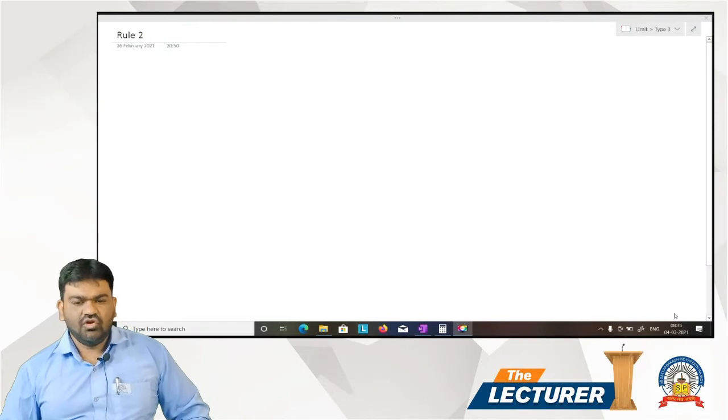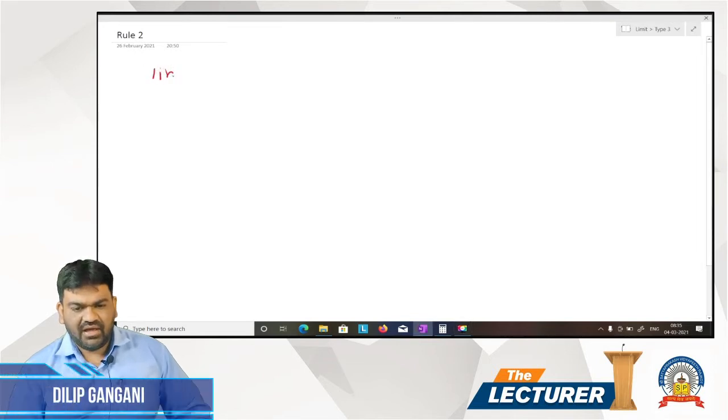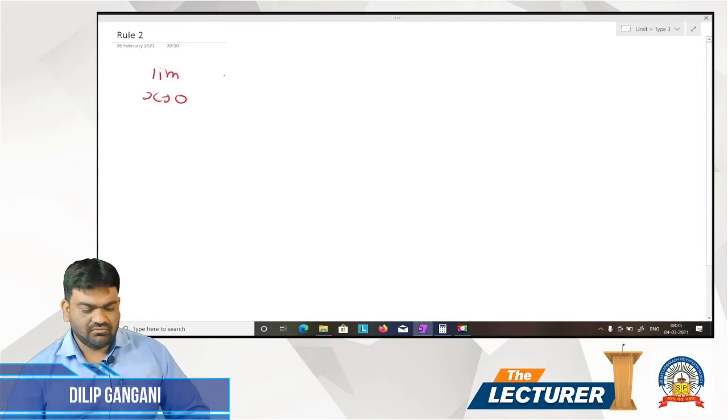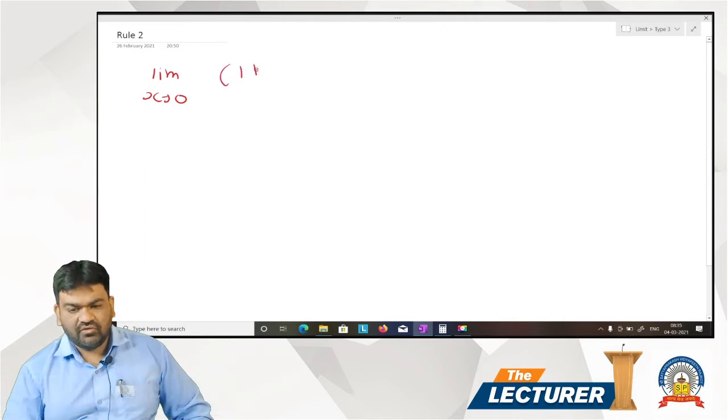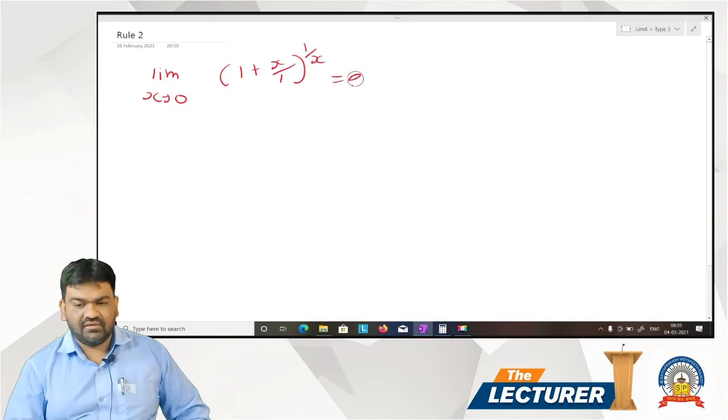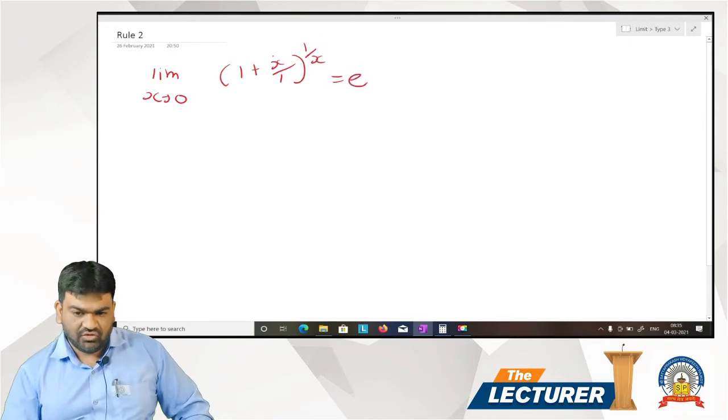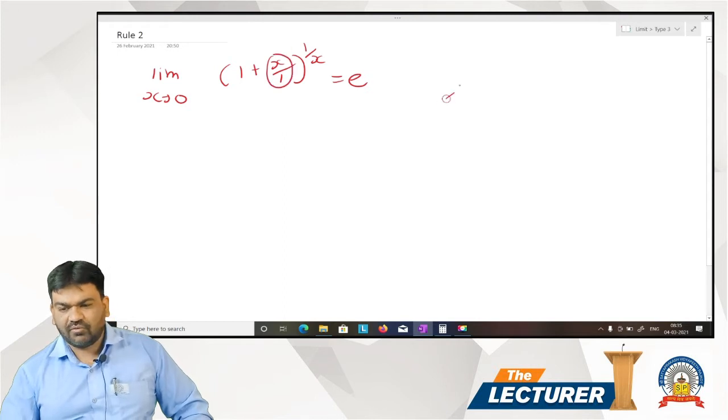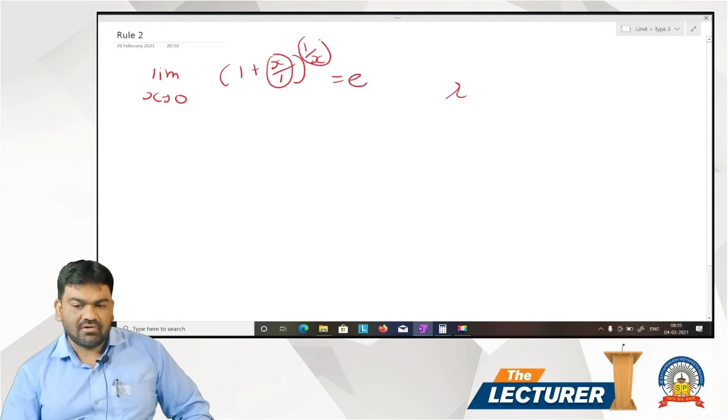Morning. Next rule of limit, that is rule number 2. Let's see rule number 2. Limit x tends to 0, (1 plus x) raised to 1 upon x is equal to e. In short, the reciprocal of what is given should be in its power.